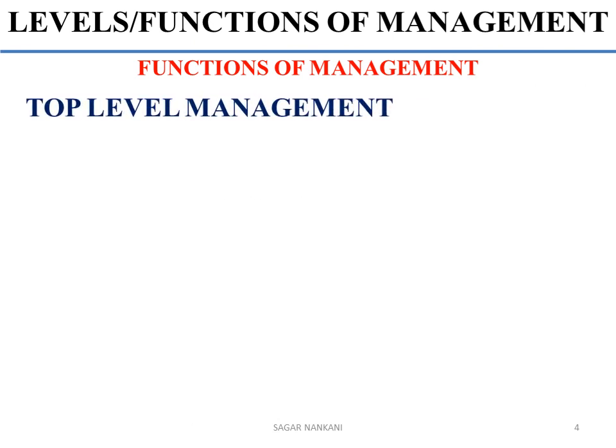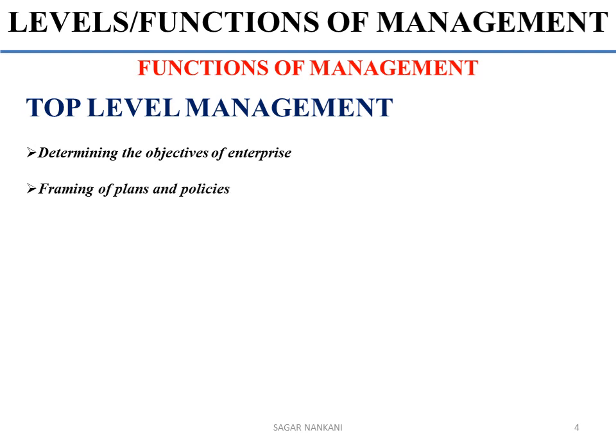Now this slide will tell you about different functions of top level management. The first function is determining the objectives of an enterprise. The top level manager formulates the main objectives of the organization. Even the objective can be long-term objective or short-term objective. So all these objectives of any particular organization are determined by top level management.